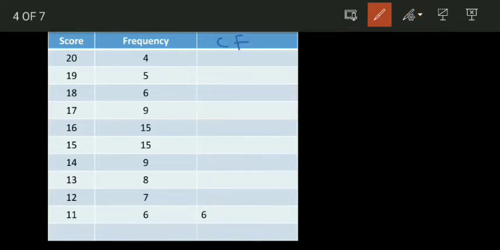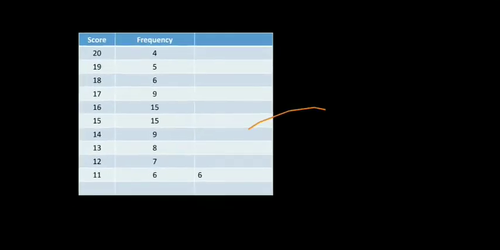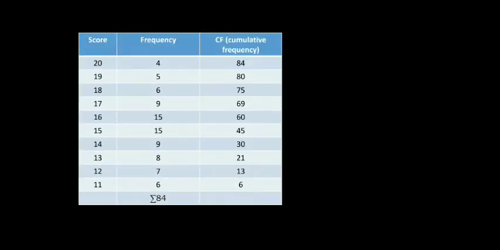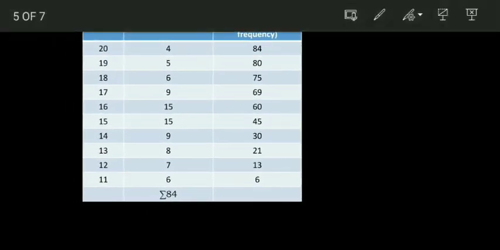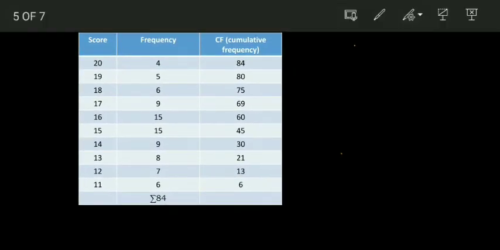Here also we are going to do the same thing. Now see, first write the frequency as it is. Now add this frequency to this: 6 plus 7, 13. Now again add this. Doing that we will get a cumulative frequency table like this. Okay. So here we need to check that this number and this are equal. Then we say our calculation is correct.